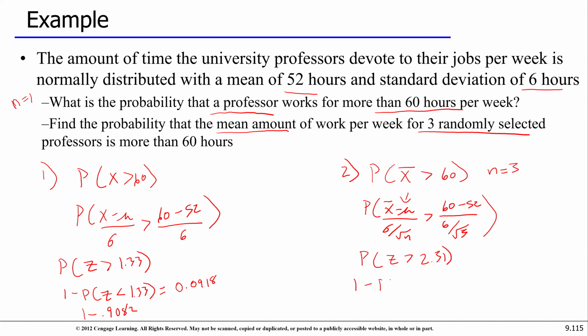Complement rule: 1 minus the probability of Z is less than 2.31. If I look this up on the table, it's going to be 1 minus 0.9896. If I do the actual math, it comes out to 0.0104. So the context would be the probability that the mean amount of work per week for 3 randomly selected professors is more than 60 hours is roughly 1%.